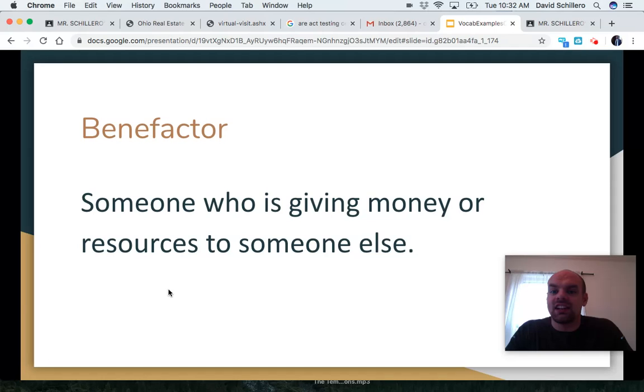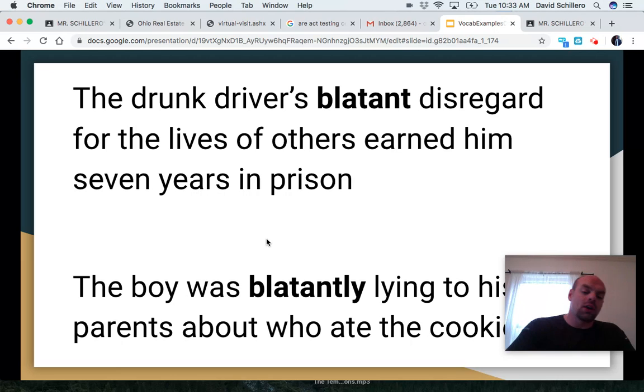Finally, our last word for the week is blatant. This means when something is clear or obvious. So our two examples, one says, the drunk driver's blatant, or obvious, disregard for the lives of others earned him 7 years in prison. Our second example is, the boy was blatantly lying to his parents about who ate the cookies. Now, in the second example, blatant is used as an adverb. So blatantly, how is he lying? He was lying blatantly. He was obviously lying about what he did.